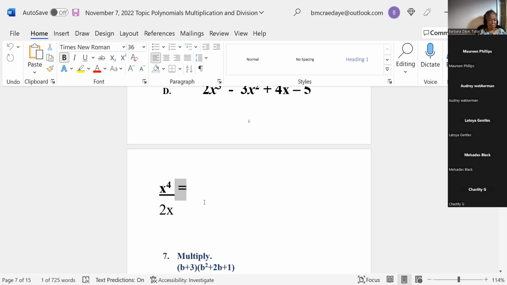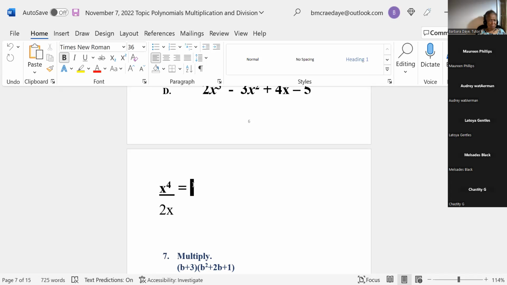When you divide, you subtract the exponent. So what's the coefficient? 2 over 2, 1. All I want is the coefficient. No powers. We'll get to that later.